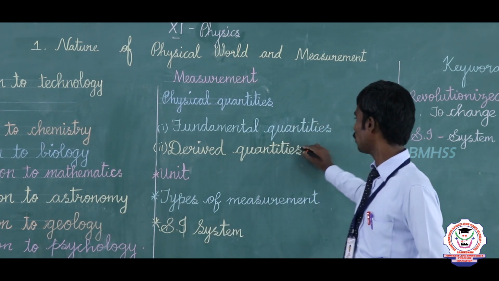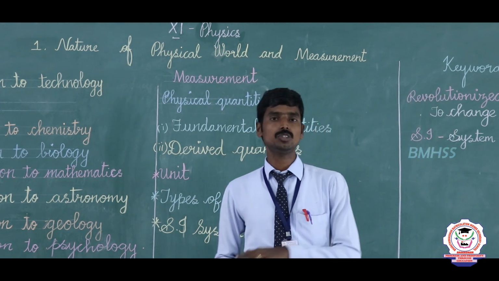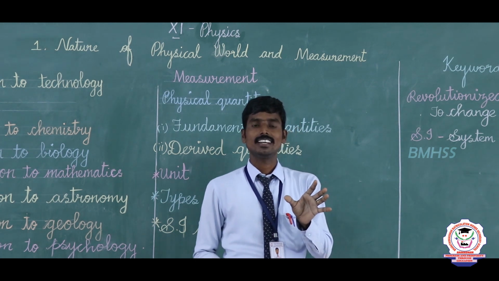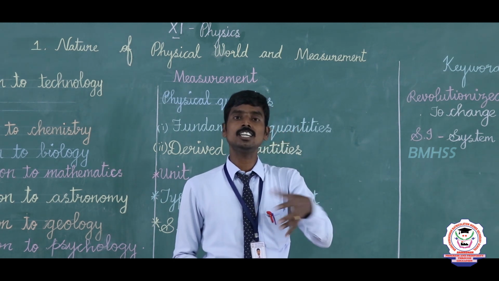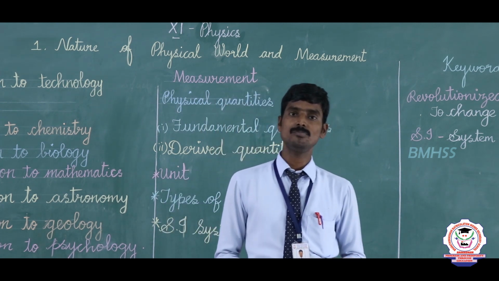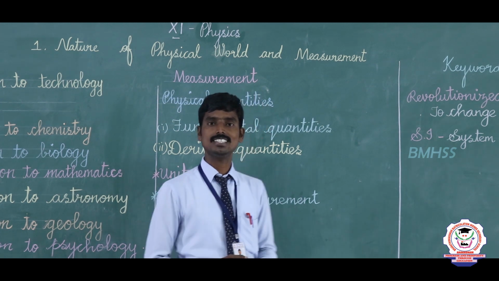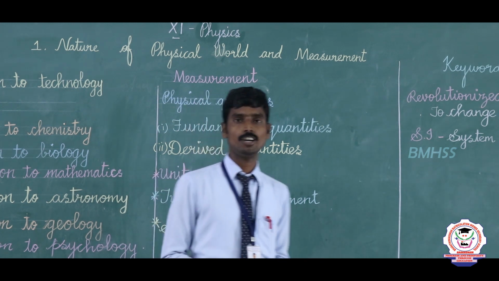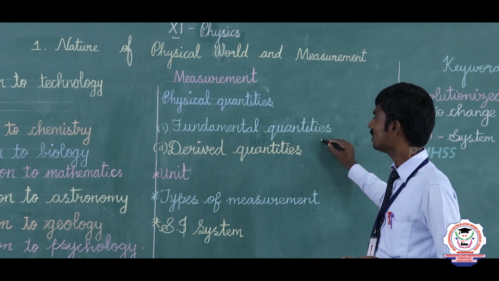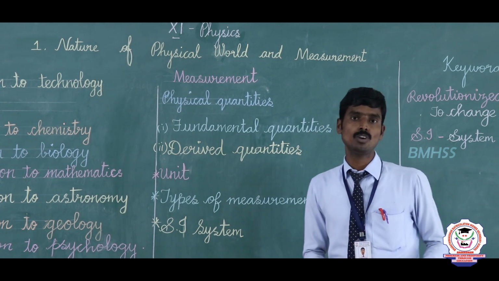The next one is derived quantities. The derived quantities, next 2 more questions. The derived quantities can be expressed in terms of fundamental quantities. This is called derived quantities. Example: area, volume, density, force, energy, etc. Here, fundamental quantities and derived quantities and their derivation are explained in this section one by one.